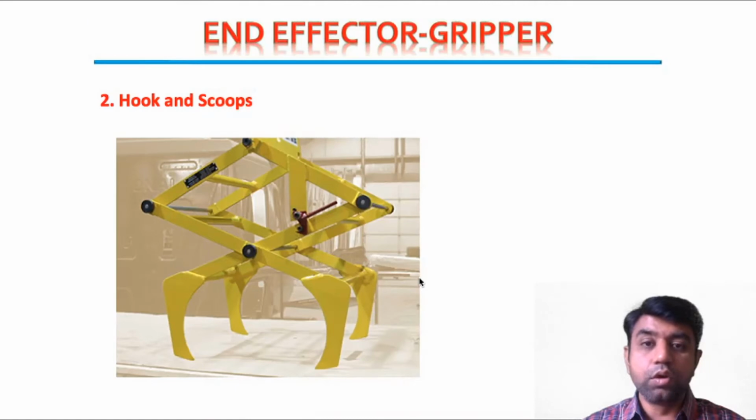The second one is a hook and scoops, which is normally used to hold heavy workpieces, right? As shown in this particular figure, some bulky object is required to be held with the help of this robotic arm. Then we can use this kind of hook mechanism, right?